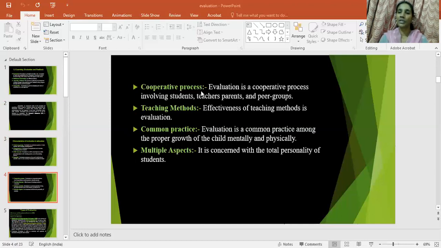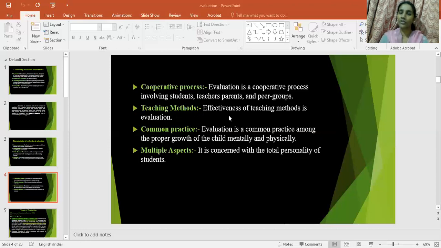The next characteristic of evaluation is cooperative process. Here, cooperation is required in the evaluation process. Here, the cooperation from the students themselves and from the teachers, parents, and the peer group. Peer group means same age mates or classmates or your friends. So the cooperation should be there among the students, teachers, parents, and the peer groups. So that is why evaluation is a cooperative process.